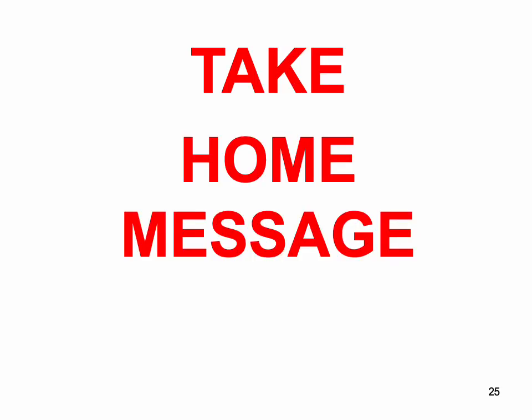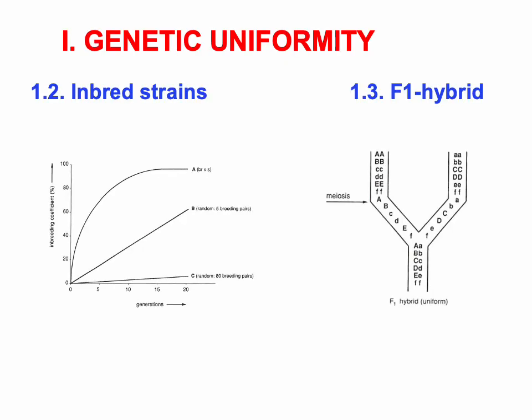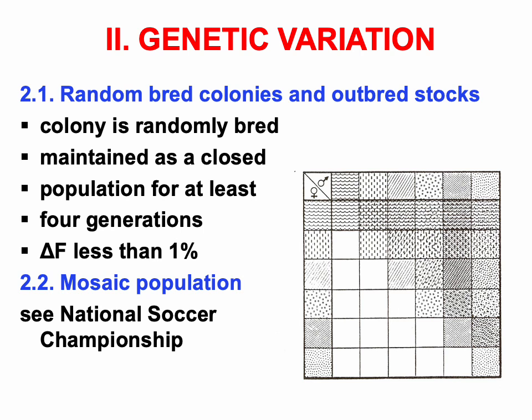The take-home message is that we may have two directions in the genetic standardization, namely the genetic uniformity using inbred strains or F1 hybrids of inbred strains. We can have genetic variation using random bred colonies and outbred stocks, and we can produce mosaic populations.